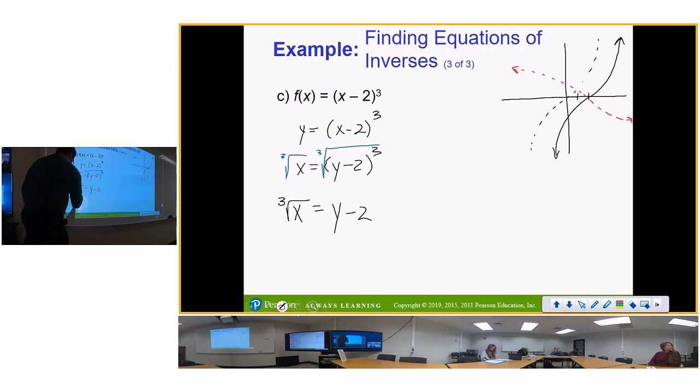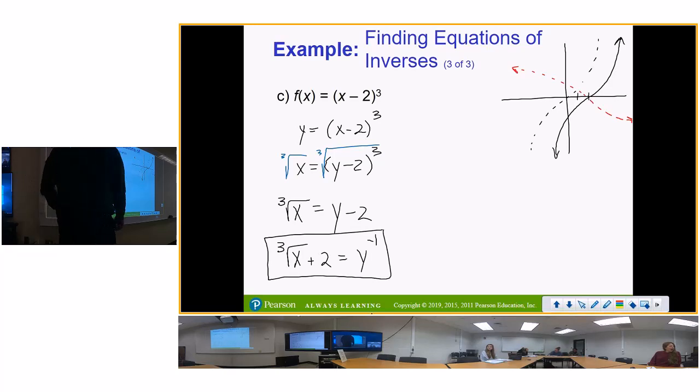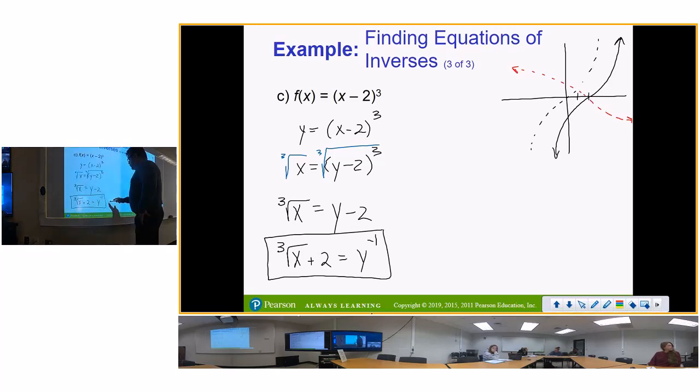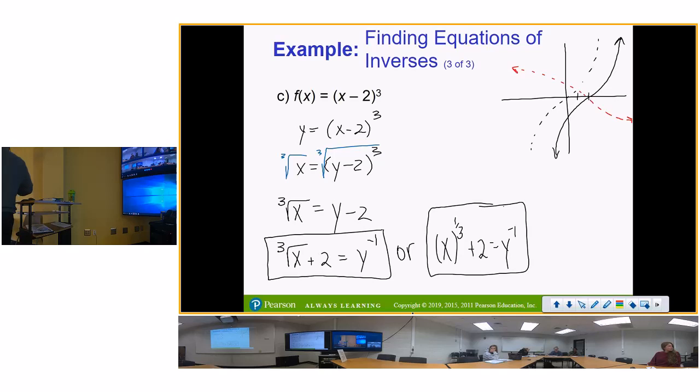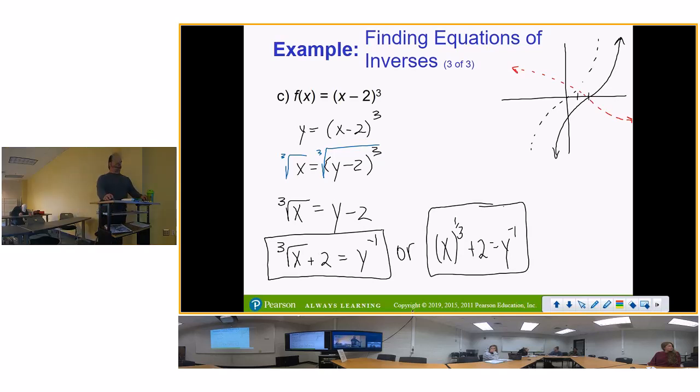y minus 2 is equal to the cube root of x. So the cube root of x plus 2 is equal to what? y inverse. Now you can rewrite that. If you want to punch that into the calculator, you can do x to the what? 1/3. x to the 1/3 power plus 2 is equal to y inverse. These are both the same thing. I punch those in the calculator, and I want you to see what the difference is.